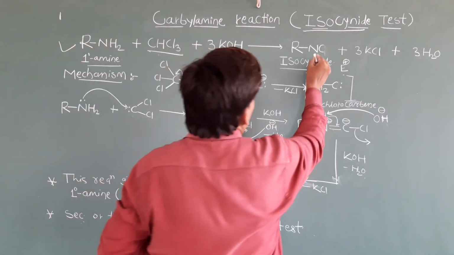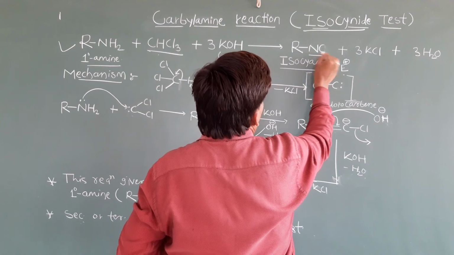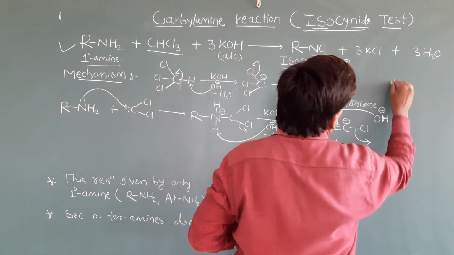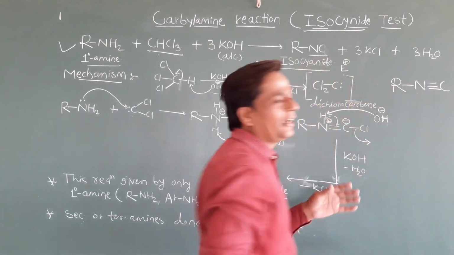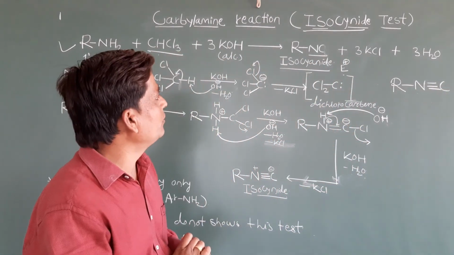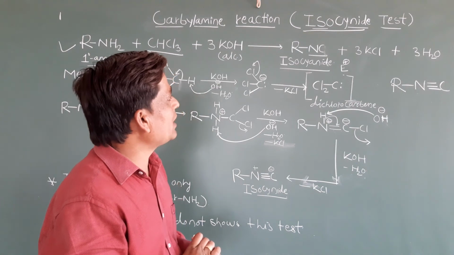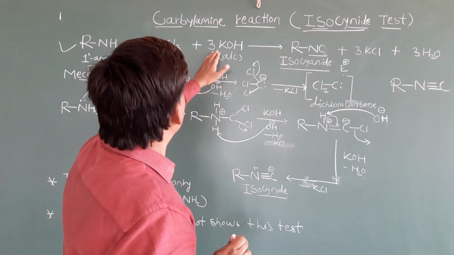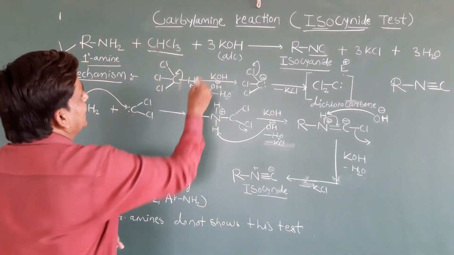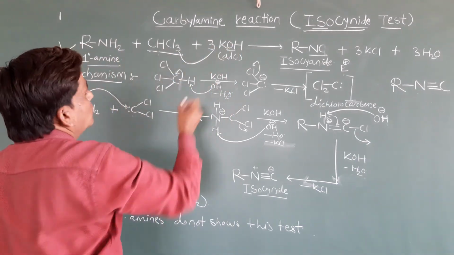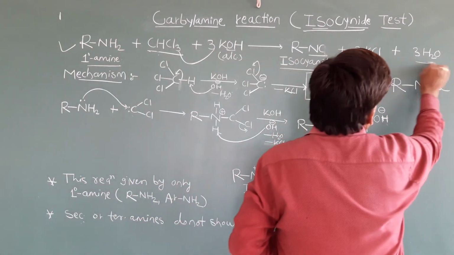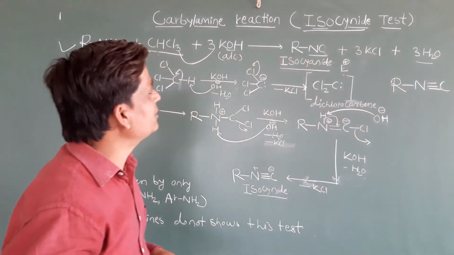The isocyanide is R-N triple bond C. Nitrogen and carbon always have the triple bond here in the isocyanide. Here 3 KCl will be removed because 3 chlorines are there, and then 3 OH groups also, so 3 water molecules will be removed. Let's check how this mechanism goes on.